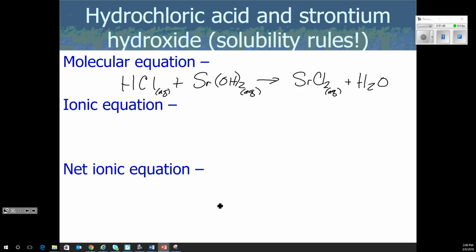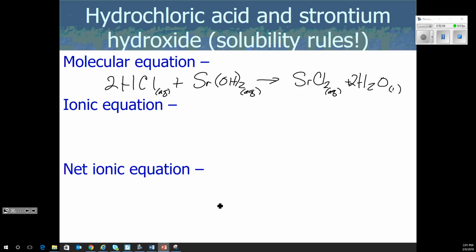Anytime we have water, it is in a state of liquid. But I've seen it solid or gas, but it will never be aqueous. Okay, so now we just balance the equation by putting a 2 here and a 2 here.